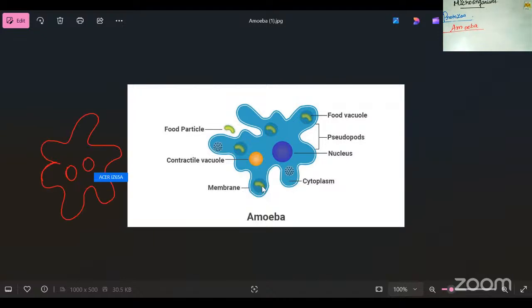So this is the membrane. And then the contractile vacuole. This part is called the vacuole. This is the food particle.